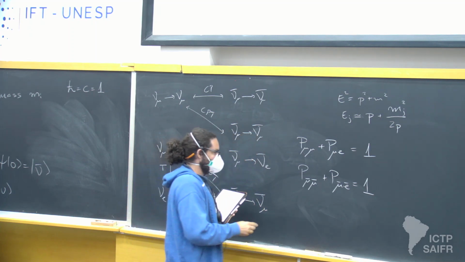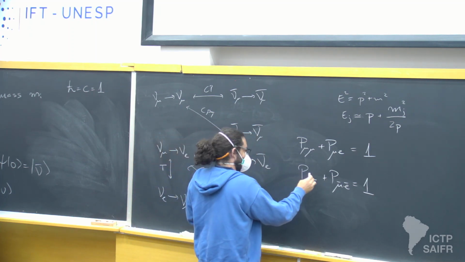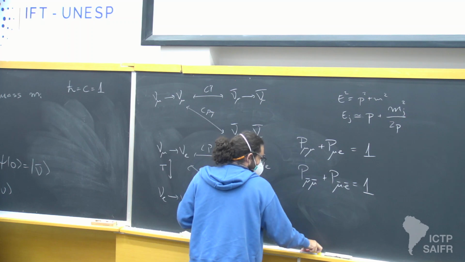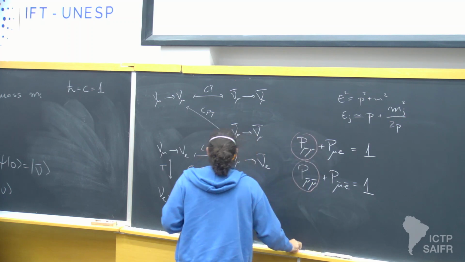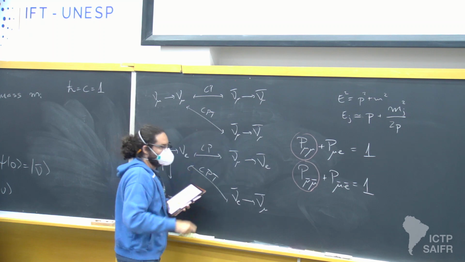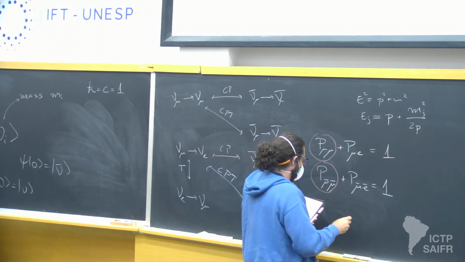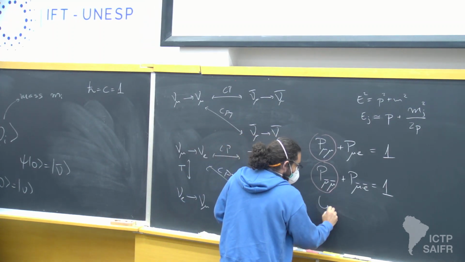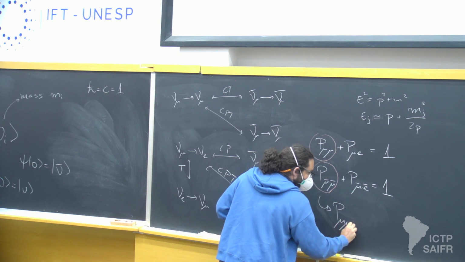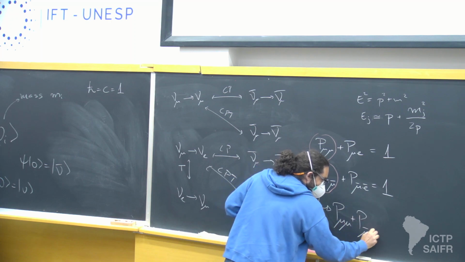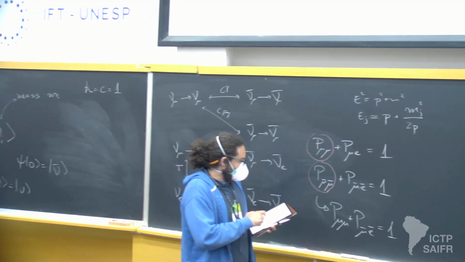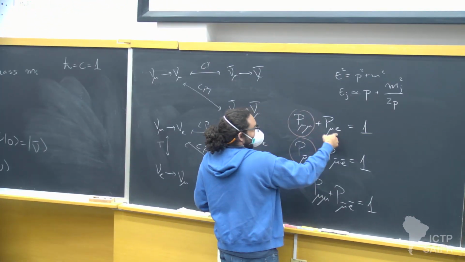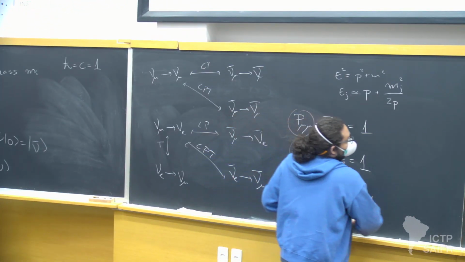But now we said that this guy here, I should do a different color, is the same as this guy there because of CPT, okay? So we can write this equation as P mu mu, P mu bar e bar equals 1. And now I can write this P mu mu using this equation. I should go here.